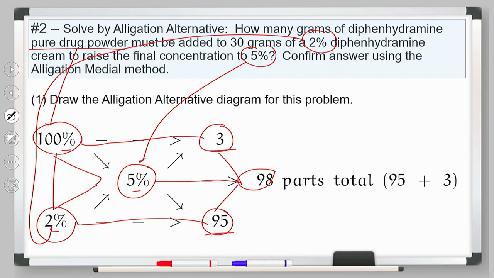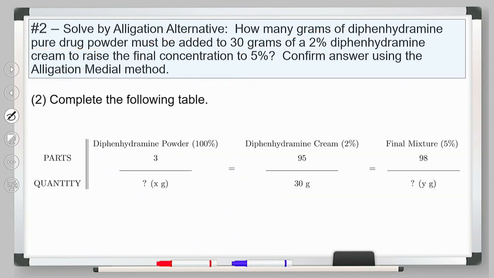Set up P's and Q's, and then solve for what we need to know. So if we start with the diphenhydramine powder, we said that was 3 parts. 95 parts for the cream and 98 parts total. Does everyone see where those numbers came from? I just took that from my alligation. Now just put underneath there the amounts of those.